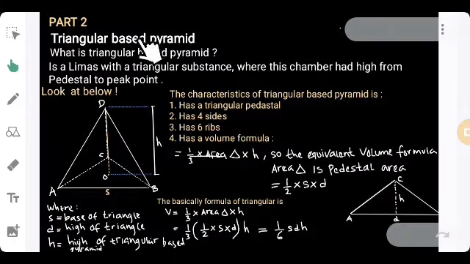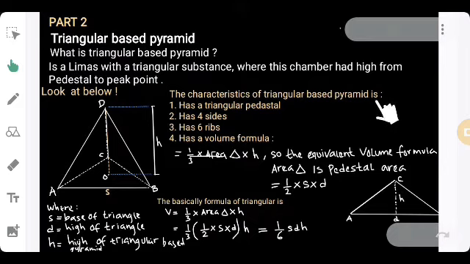Okay, part two, the triangular based pyramid. What is a triangular based pyramid? A triangular based pyramid is a pyramid with a triangular base. ABC is the triangle. The base is formed by a triangle, and the pyramid has a height from the base to the peak point. The peak point is D, and O is the height of the triangular based pyramid.